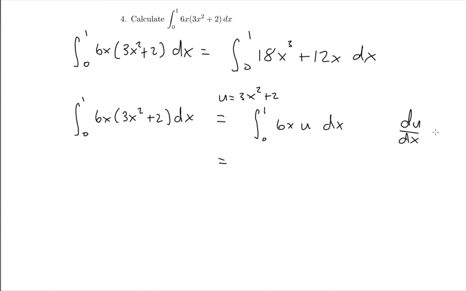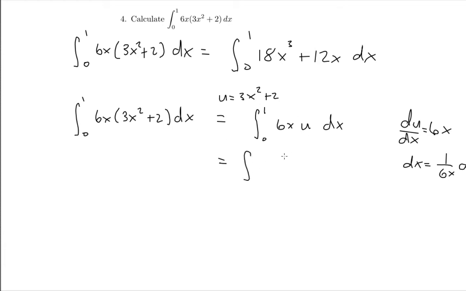I'm going to take the derivative of u with respect to x, which just gives me 6x. And then I'm going to pretend that this is a fraction, even though it's not, and I'm going to try to solve for dx. So dx is equal to 1 over 6x du. And then anytime I see a dx, I'm going to replace it by 1 over 6x du.